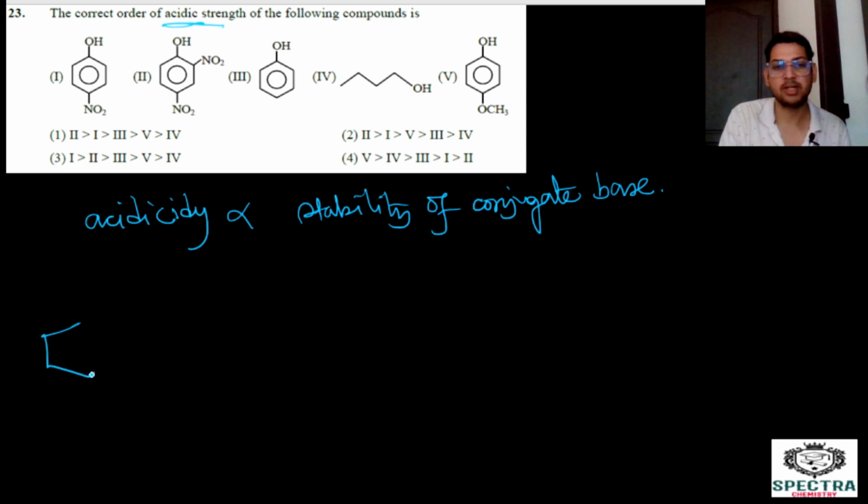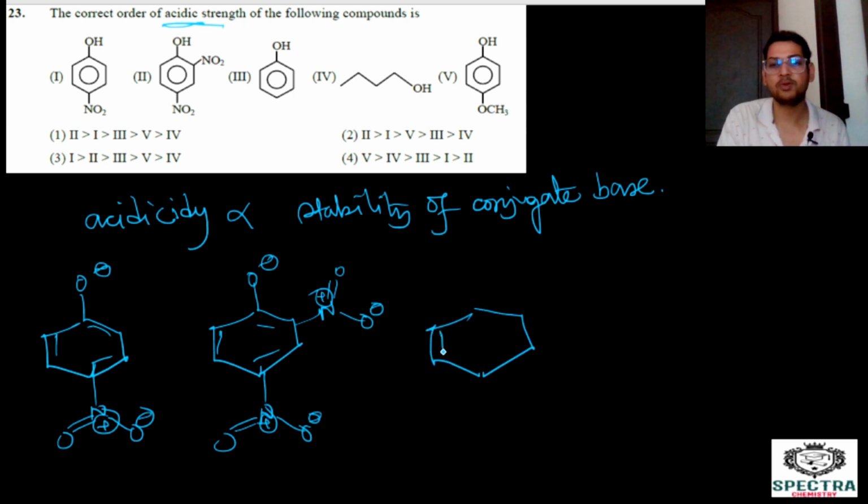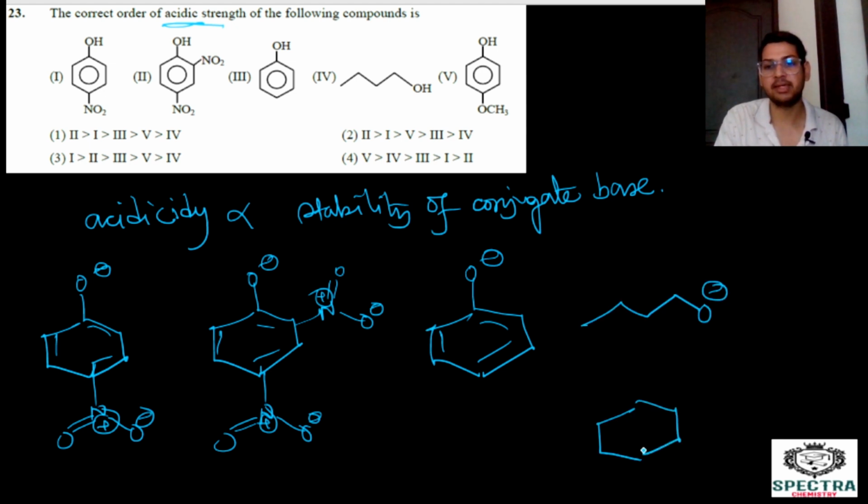That stability of conjugate base means, from the first, if I make the conjugate base, it will look like this. From the second, if I make the conjugate base, it will look like this. From the third, it will be a normal phenoxide ion. From the fourth, if I make it, it will be like this. And from the fifth, it will be like this.